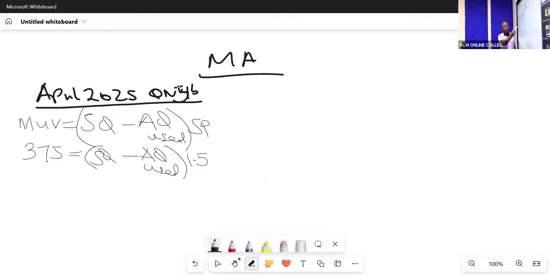Remember what we said is that these two will be taken as if they are one unit. They are one item. So basically come and divide both sides by what here? You divide by 1.5. If you do that, you will end up getting 375 divided by 1.5, which gives me 250.